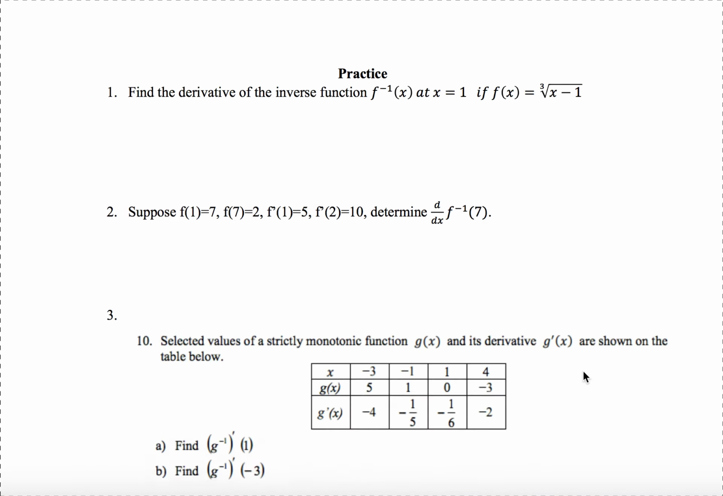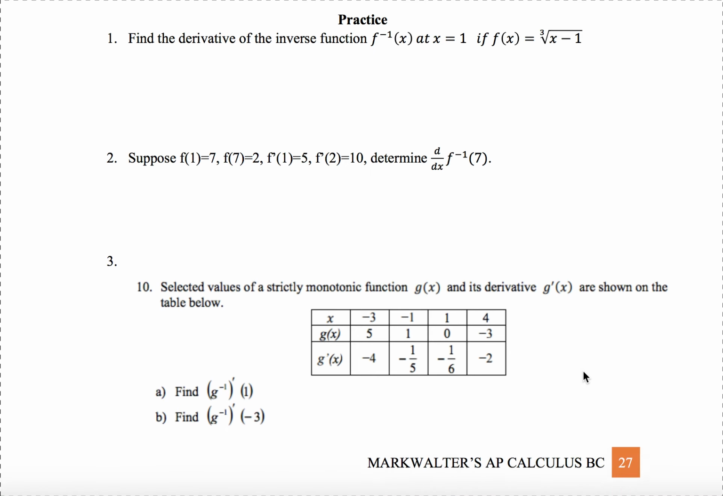All right, so we've seen a couple different examples now. What I want you to do is to pause the video and try these 3 problems, and then come back and check your work, please.